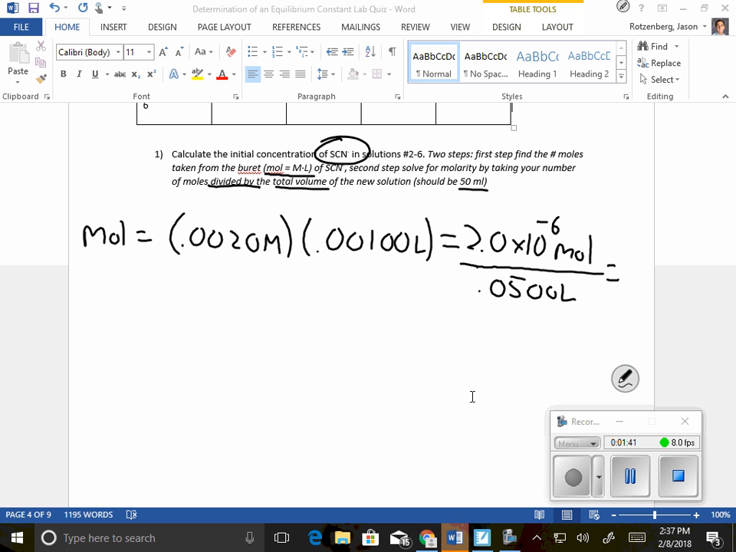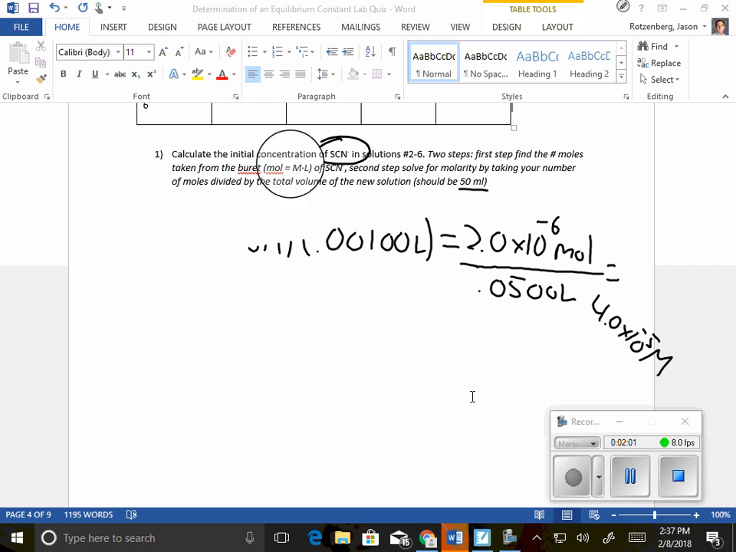That gets me 4.0 times 10 to the negative 5th molar. You need to do this calculation for trials 3, 4, 5, and 6 as well. So that is what you need to accomplish on the first page of this lab.